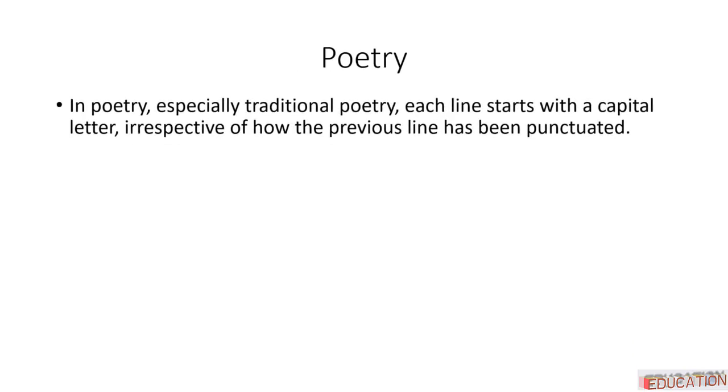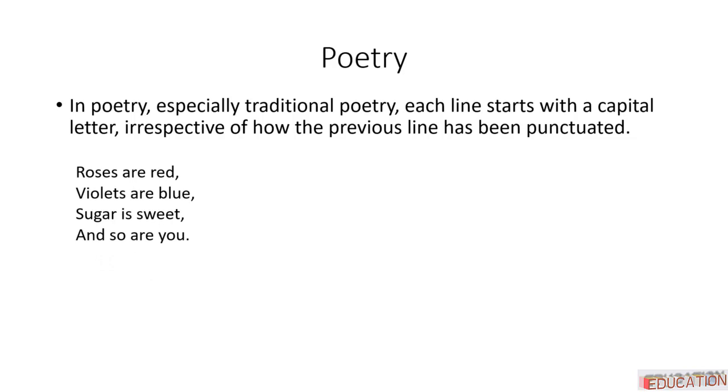In poetry, especially traditional poetry, each line starts with a capital letter, irrespective of how the previous line was punctuated. So here's a classic example of a Valentine's poem. Roses are red, violets are blue, sugar is sweet, and so are you. And we see there's only really one full stop, so it's one sentence, but because it's in a traditional poetry format, each line starts with an uppercase.